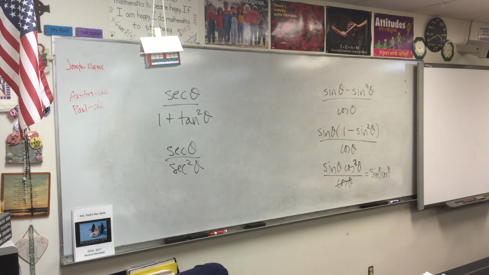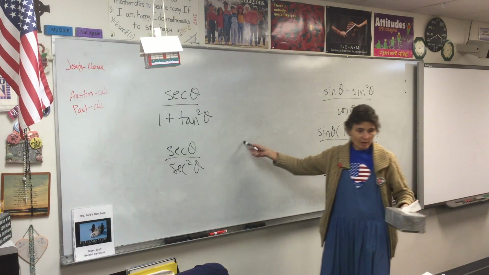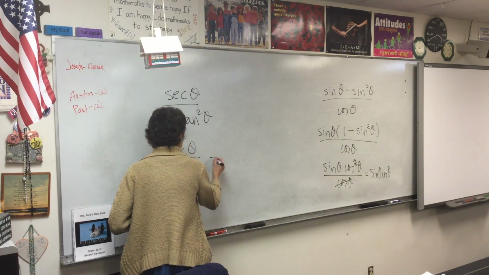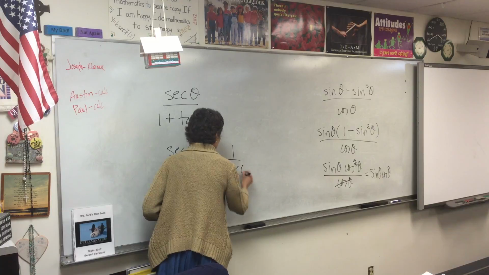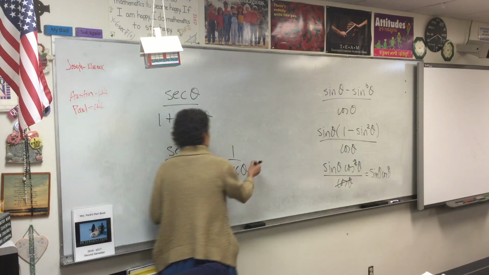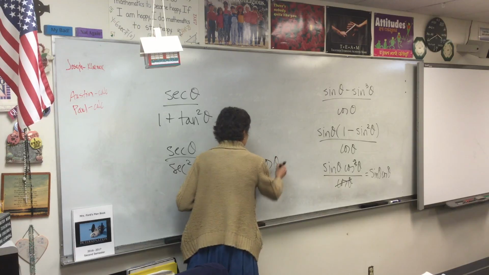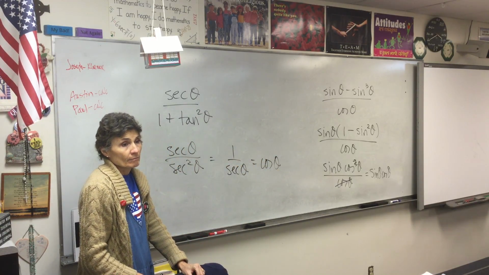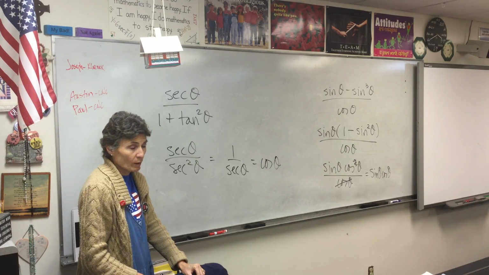Okay, so what happens? How did you think that was going to play? Here, look, this is where we are. What happens? They cancel, and we are left with 1 over secant, which is the same as cosine. Anybody have a question about that?